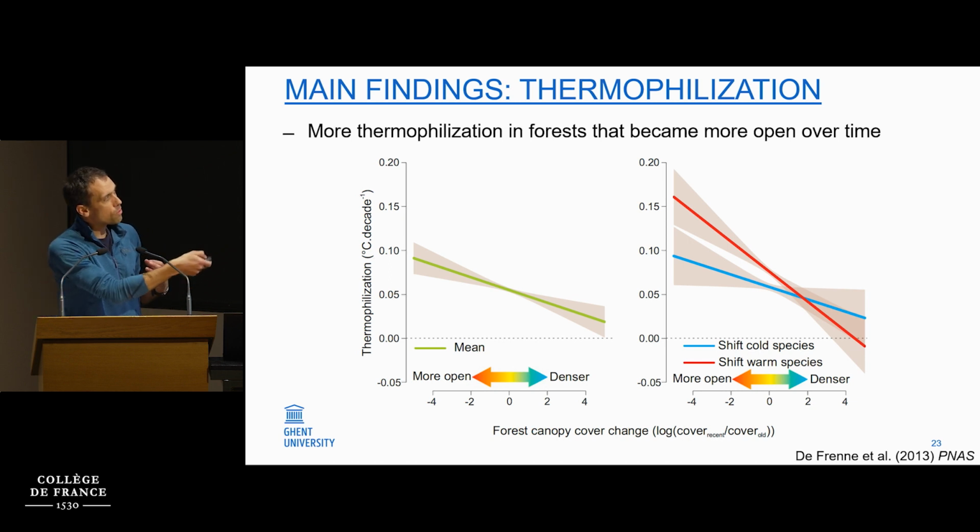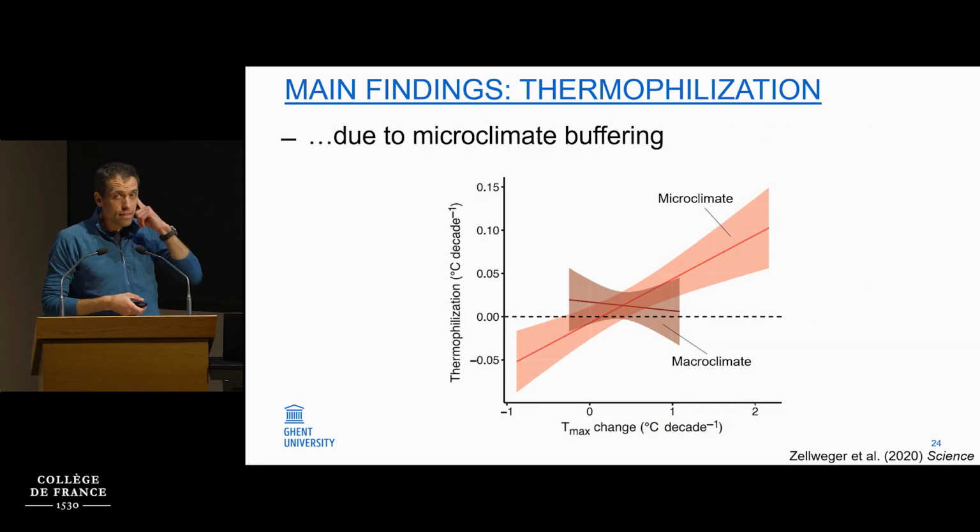And so what we saw was that in forests that became denser over time, there the thermophilization is quite close to 0. Whereas in forests that became more open over time, there the thermophilization is significantly stronger and more positive than in forests that became denser over time. And this is clearly caused by microclimate change.